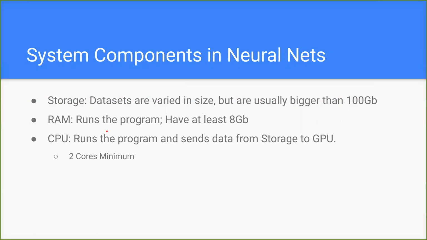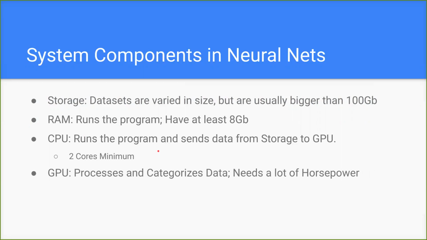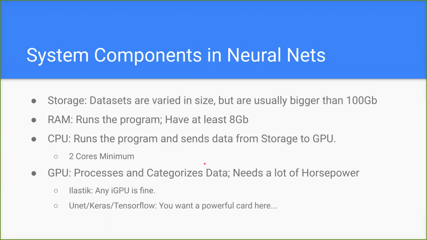So you want a decently powerful CPU here with a high clock, over 3 gigahertz at least, with 2 cores minimum, to run something like TensorFlow or even Elastic, as I'm going to show you later on. And the GPU is basically the heavy weightlifter here. It processes and categorizes data, and it needs a lot of horsepower. For Elastic, you could use the integrated graphics in your Intel laptop. But when we're dealing with something like UNet, Keras, or TensorFlow, like what I use in my AlexaPath work, where we're dealing with large data sets that need to be efficiently classified, you need a powerful graphics card.